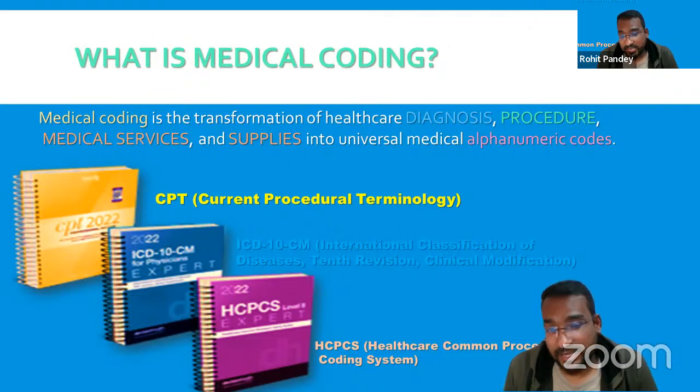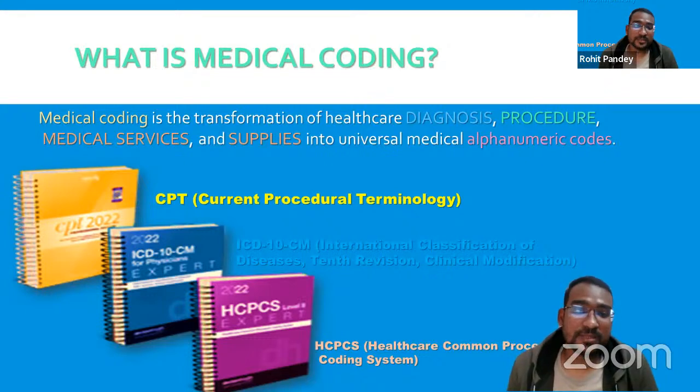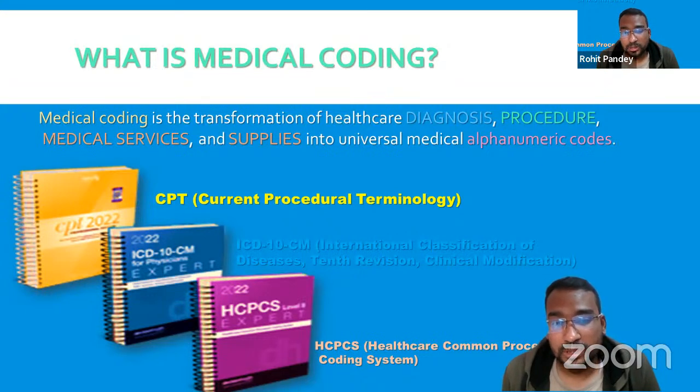And HCPCS is the Healthcare Common Procedure Coding System. In that we usually find things used by the doctors, like ambulance, gloves, and all the instruments used by the doctor. So that comes under HCPCS. I hope you all understand these things in an easy way. I tried to make these things easy.